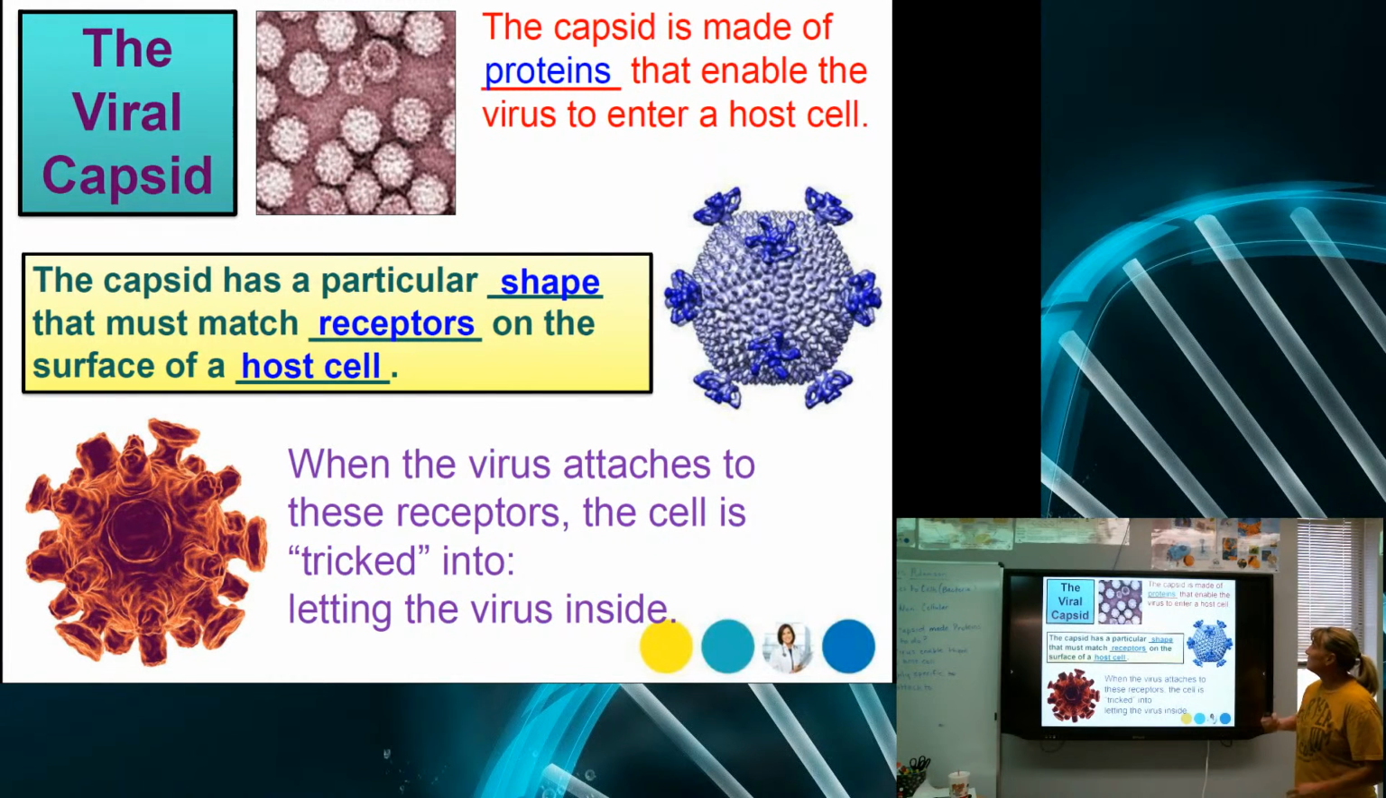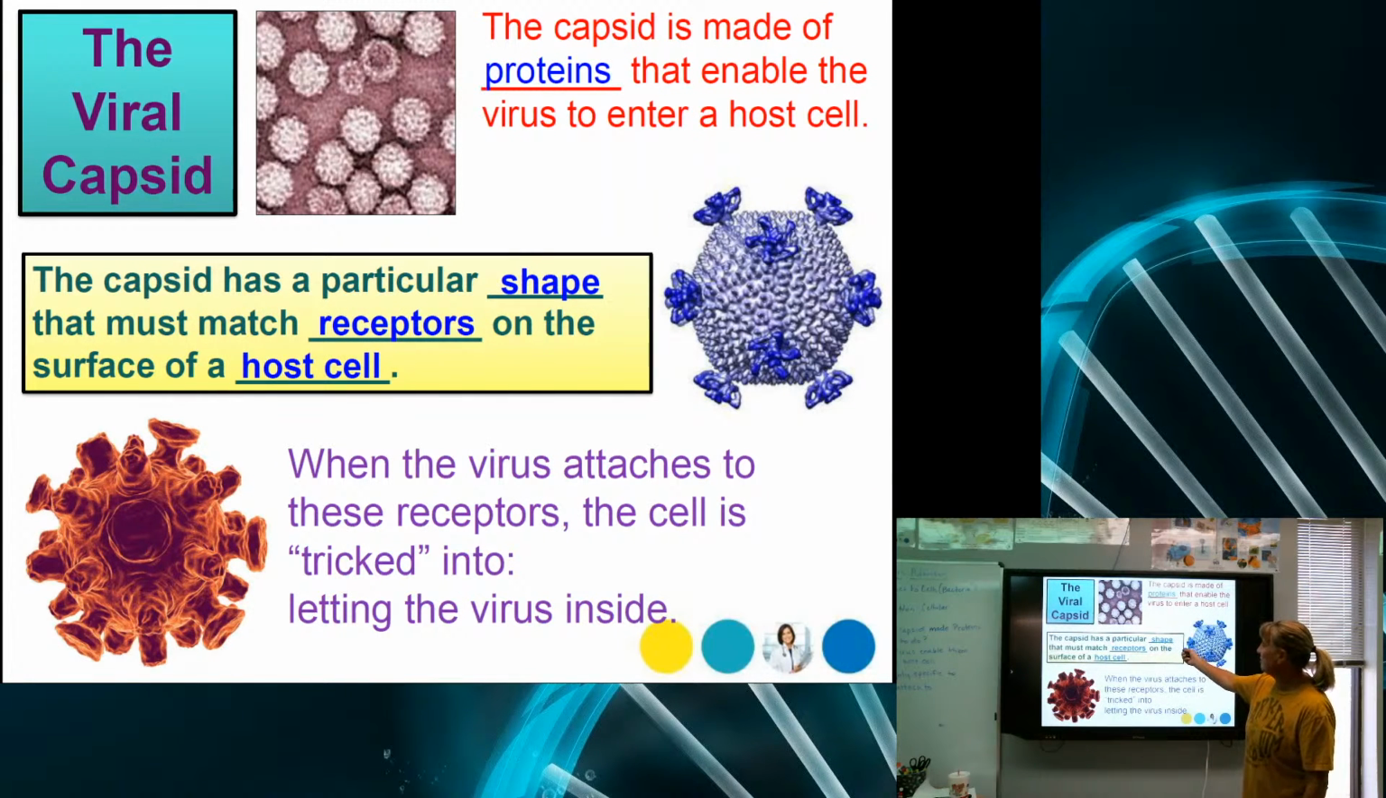Next slide. Once again, the capsid is made of proteins that enable the virus to enter a host cell. Notice this virus has these little extensions that are part of the capsid, the protein coat. Those attachments are right here. They are used to attach to the host cell. The virus comes in, identifies the cell it is to attach to, and it uses these little extensions to attach to the cell. Notice this one also, it's a different looking virus, but it also has these little extensions used to attach to the cell.